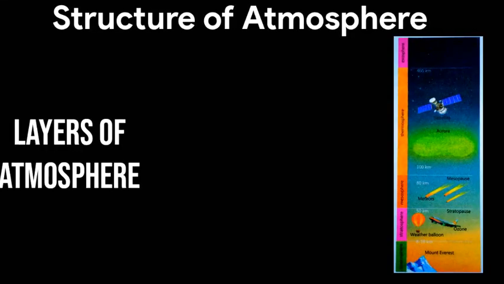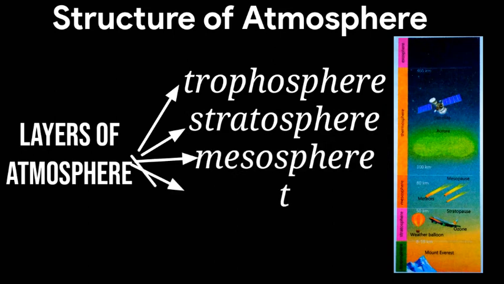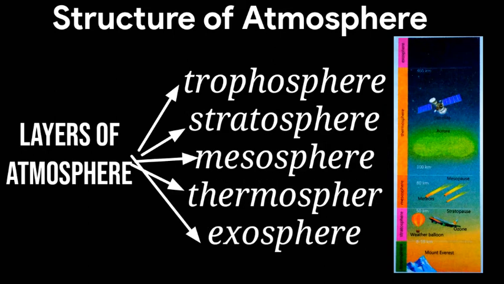Now let us talk about the structure of atmosphere. There are 5 main layers of the atmosphere: troposphere, stratosphere, mesosphere, thermosphere, and exosphere. Let us study about them in detail.